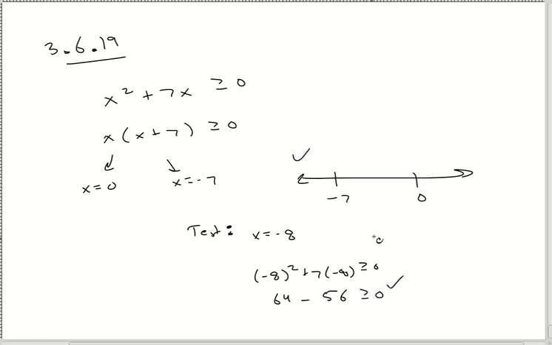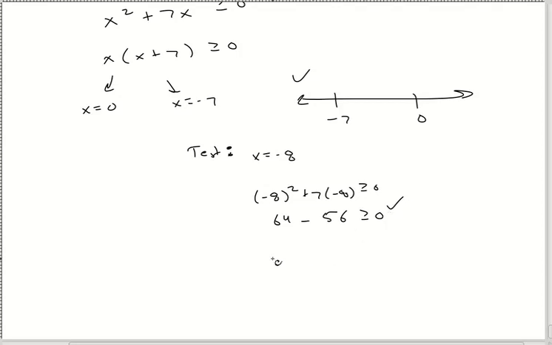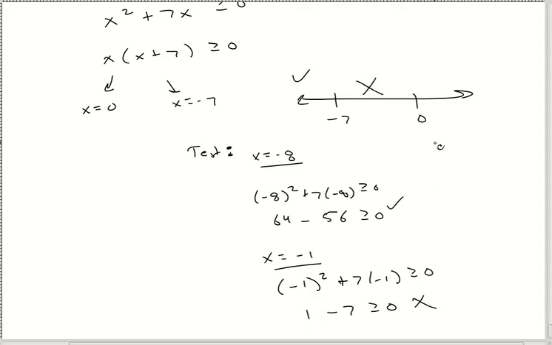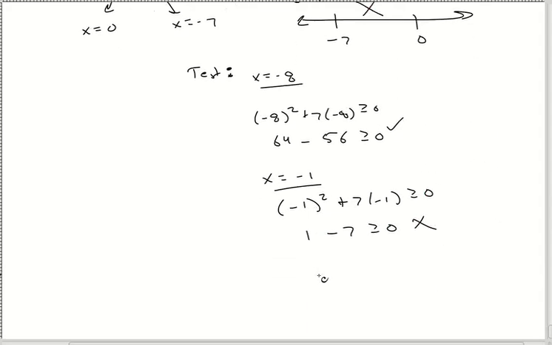What's an easy number that's between negative 7 and 0? What about negative 1? Again, you can't use 0 because you already have it. So negative 1. Here we got positive 1, but then a negative 7. Is that greater than or equal to 0? No. Works, doesn't work, works, doesn't work. Okay, and then finally, what's an easy number past 0? A positive 1.